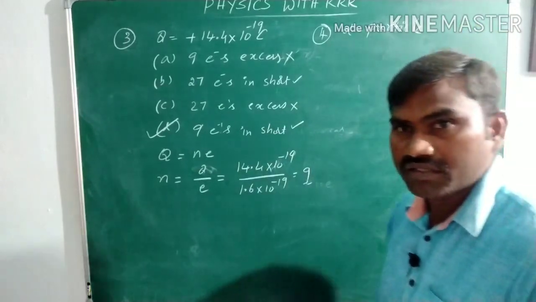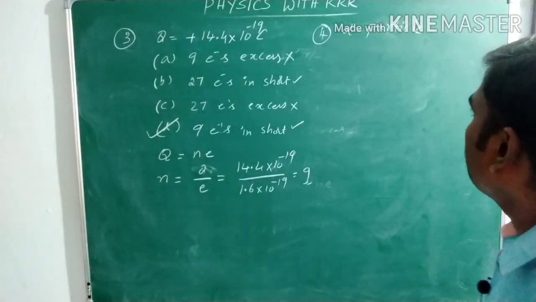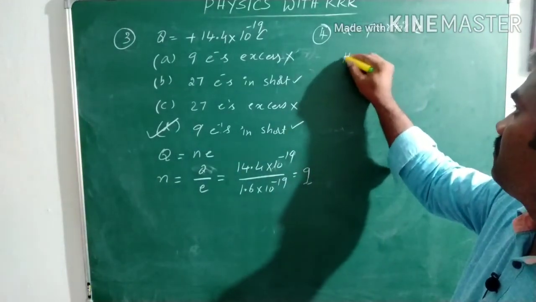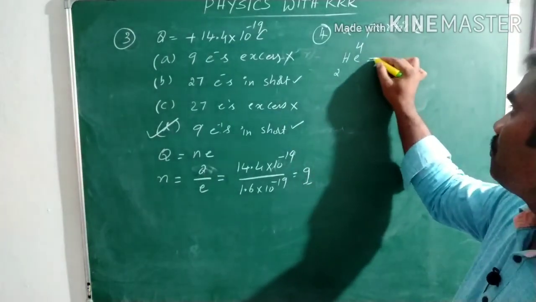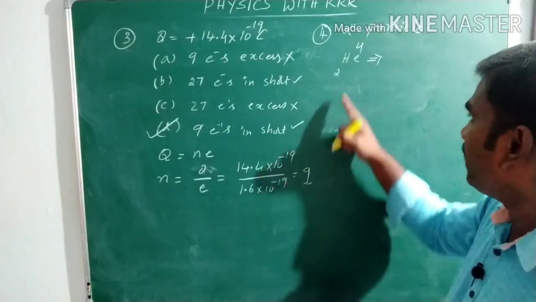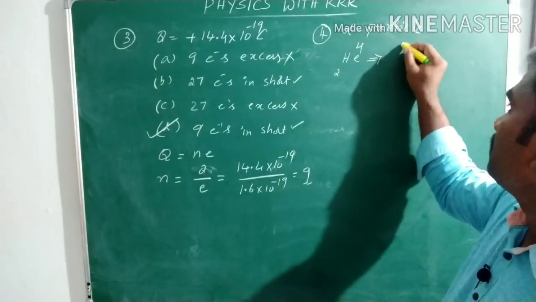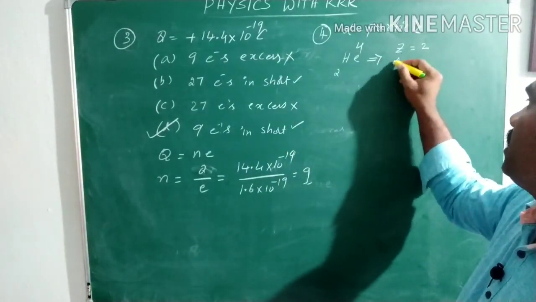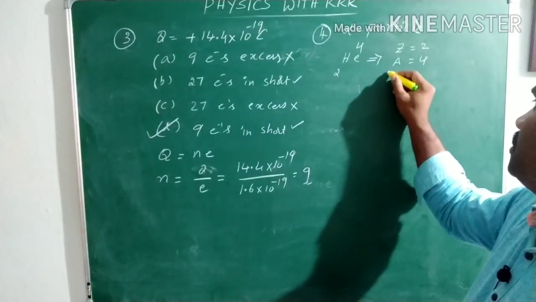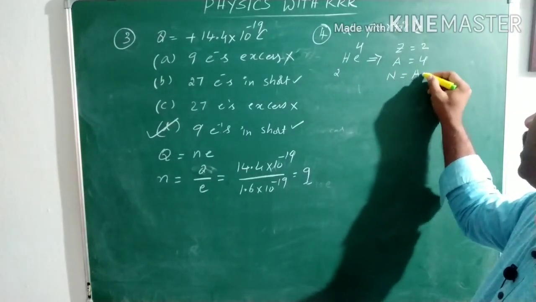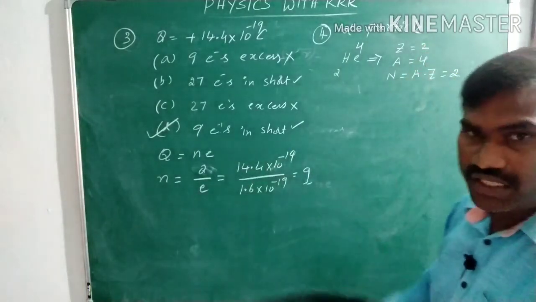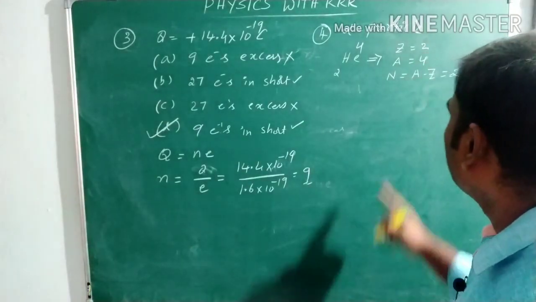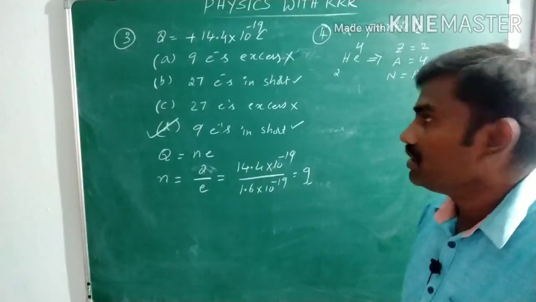Charge on alpha particle. So what is meant by alpha particle? An alpha particle comes from helium-4, where Z is equal to 2 and A is equal to 4. So the number of neutrons is A minus Z, which is equal to 2. That means there are 2 protons, 2 neutrons, and 2 electrons in helium-4.